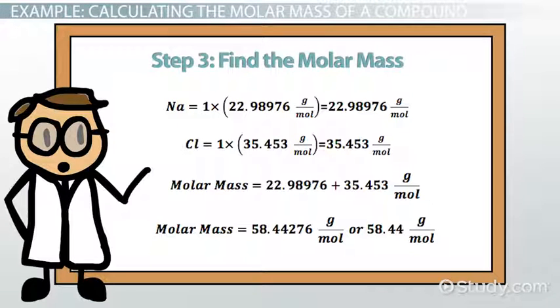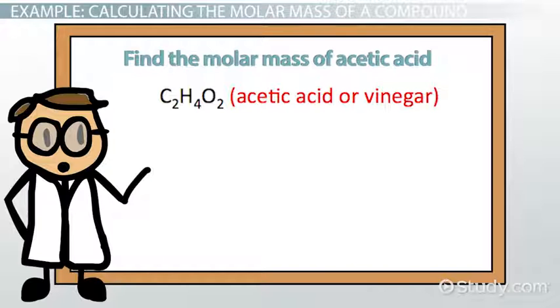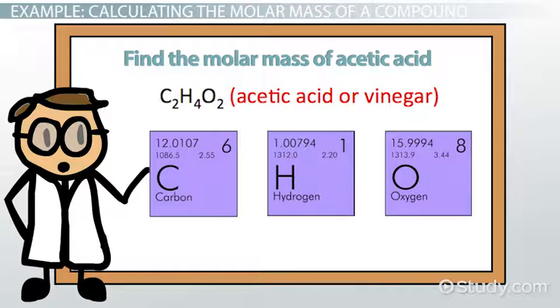Let's look at a more complicated example. Find the molar mass of acetic acid. There are three elements, carbon, hydrogen, and oxygen, so find their atomic masses in the periodic table. 12.0107 grams per mole for carbon, 1.00794 grams per mole for hydrogen, and 15.9994 grams per mole for oxygen. Next, we must consider that each element in the chemical compound has a subscript, so there is more than one of each atom. We have 2 carbon atoms, 4 hydrogen atoms, and 2 oxygen atoms.